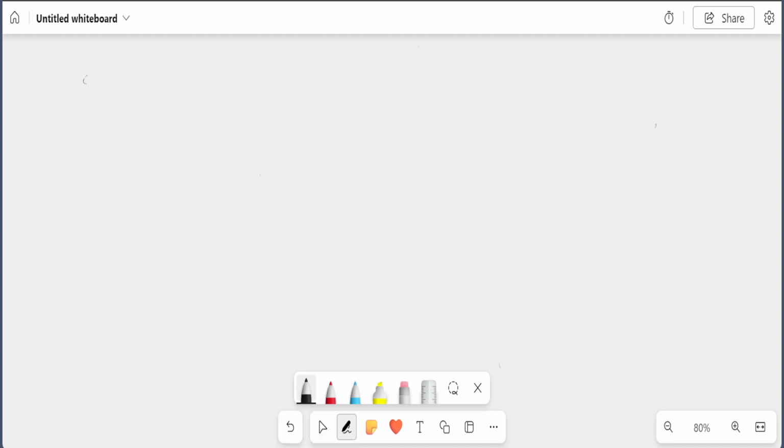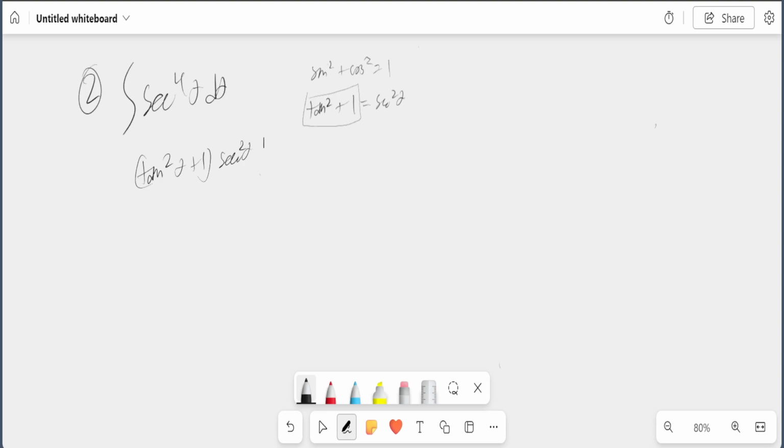What number is that? 2. Okay. Integral of secant to the 4th theta d theta. Well, sine squared plus cosine squared is equal to 1. Divide by cosine squared. We get tangent squared theta plus 1 is equal to secant squared theta. Yeah, so the easiest way to do this would be just to take out one of these. So tangent squared theta plus 1 times secant squared theta d theta.